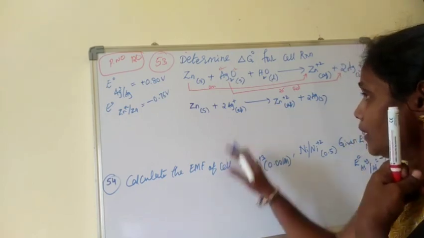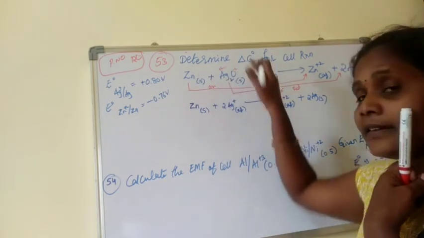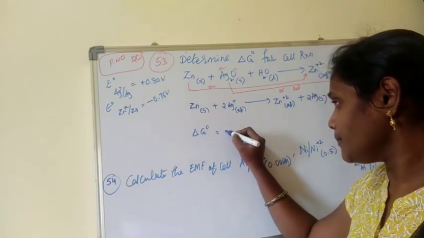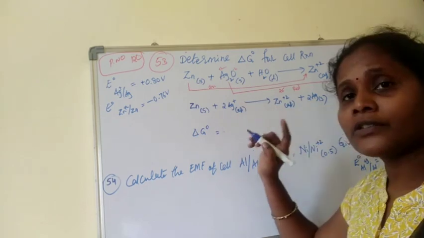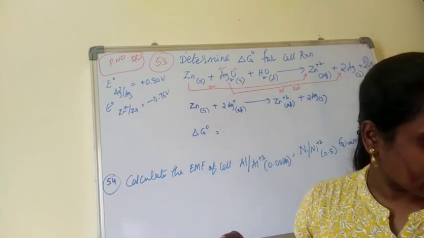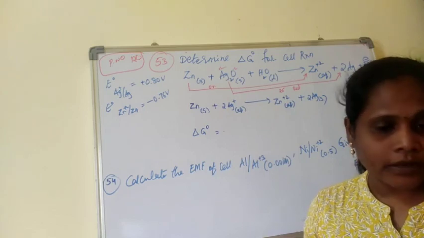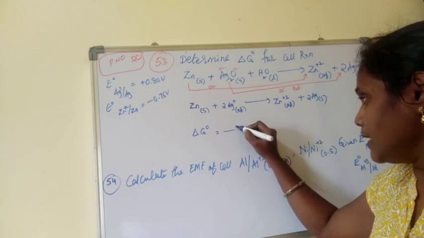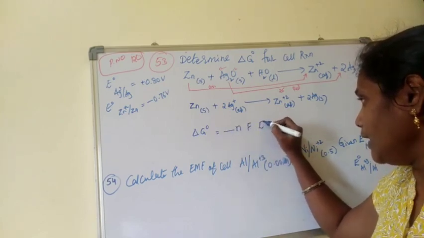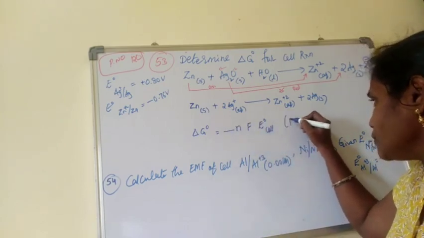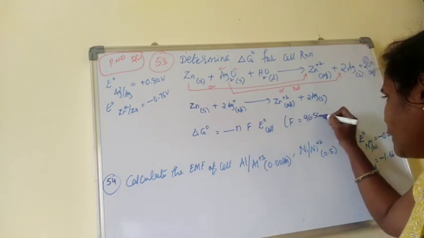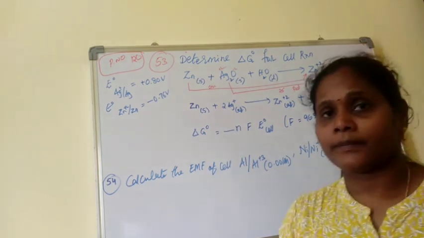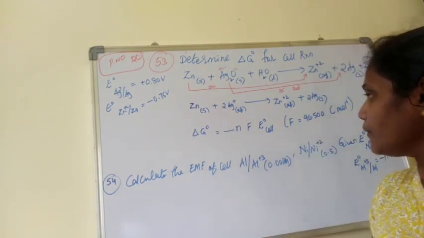Okay. Now he is asking to determine delta G naught. What is the formula of delta G naught? It is equal to minus nF E naught cell, where n is the number of electrons, 2 electrons I know. Faraday's constant he has given already. If he has not given it, you should know the Faraday: 96,500 coulombs per mole. Remember it by heart.